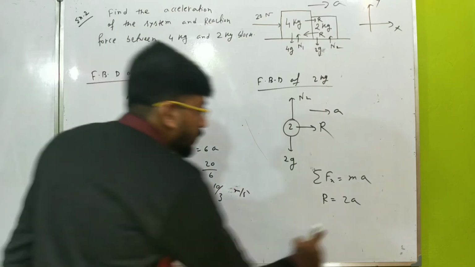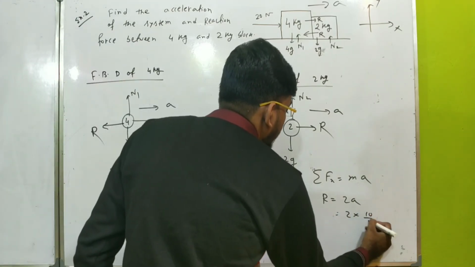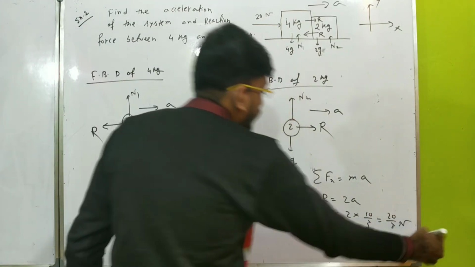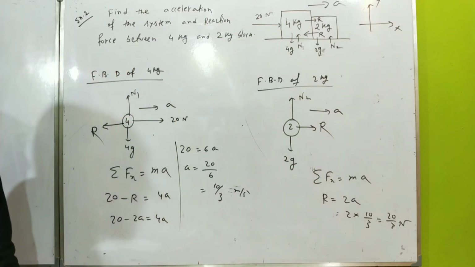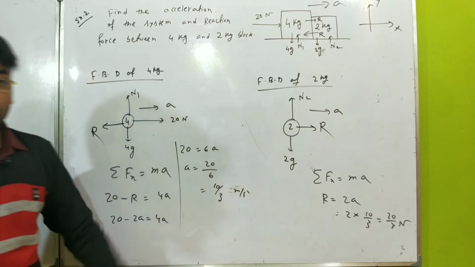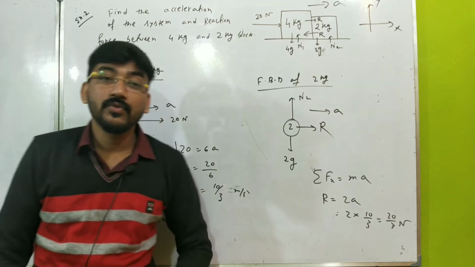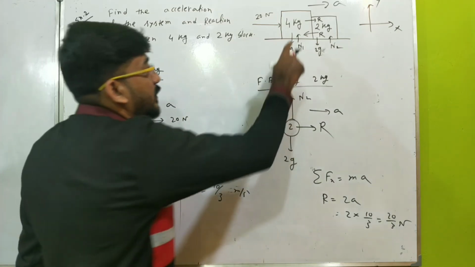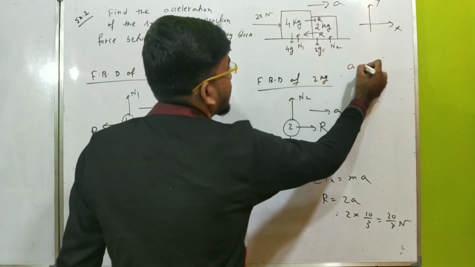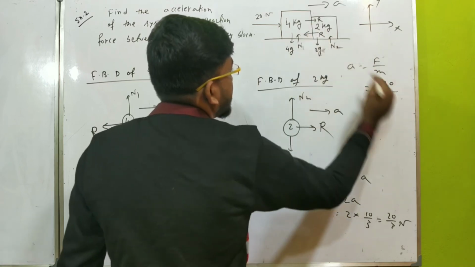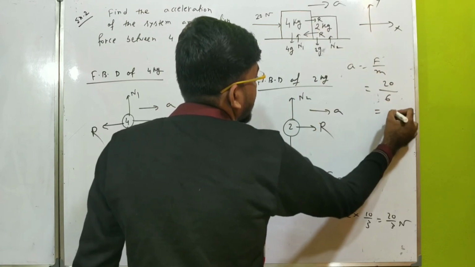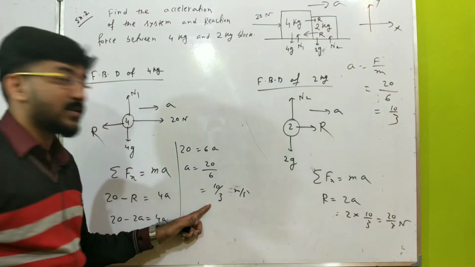If you put this value over here, you will get R is equal to 2 into 10 by 3, that is 20 by 3 Newton. So we have two equations and two unknowns, so we can solve easily. This is how we can solve the problems. But if you want to reduce your calculation, then you can calculate the acceleration directly, that is a is equal to F by m, and F is 20 Newton and the total mass is 4 plus 2, that is 6, so 20 by 6, that is 10 by 3, that is the answer.